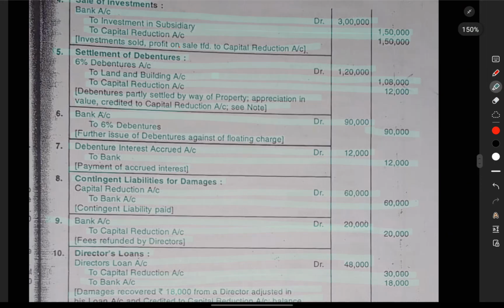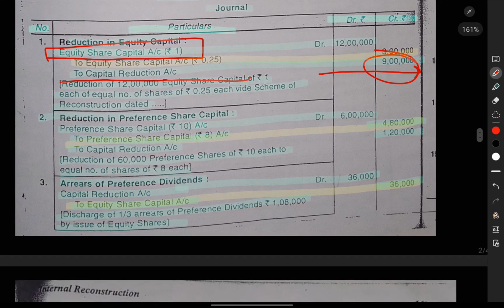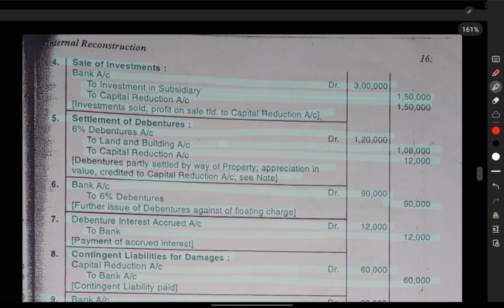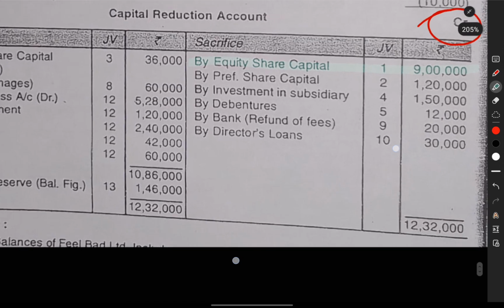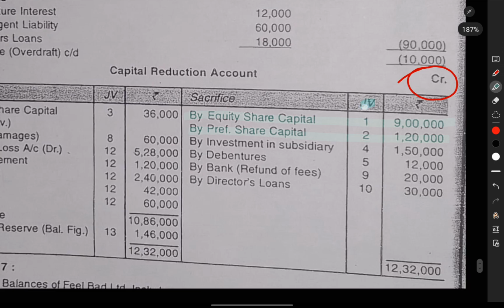Next journal entry, same, we give credit to capital reduction account for rupees 1,20,000. So we will go to credit side of capital reduction account and we will write by preference share capital account for rupees 1,20,000, in journal entry second.